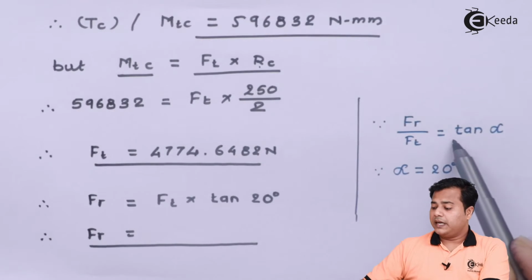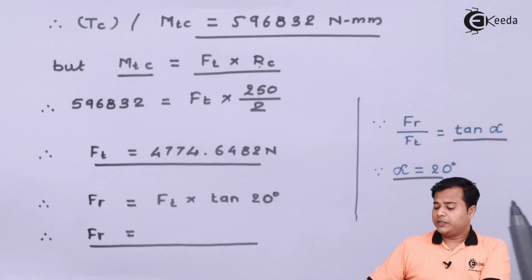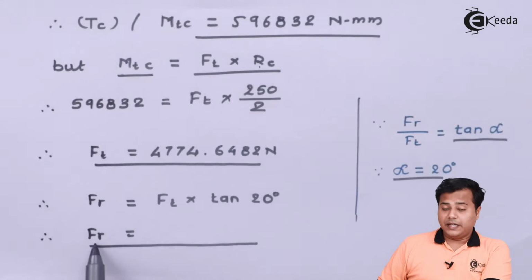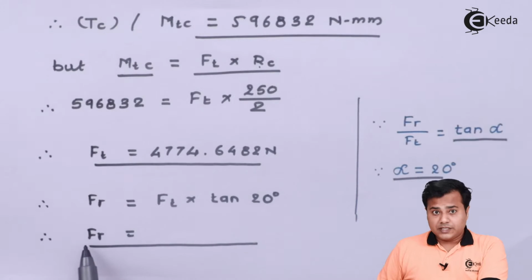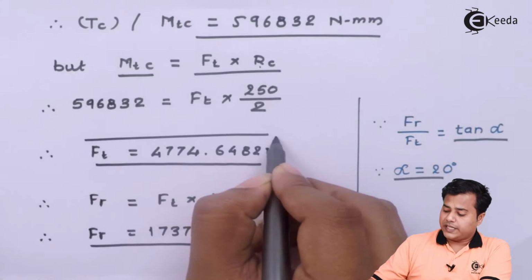Now there is another relation that we already know, that the radial force and the tangential force share between them is tan alpha. We have been given alpha value is 20 degree already. So let us substitute the values back in this and let us get the answer of the radial force is equal to. So this is what the radial force and the tangential force which is acting on the gear.